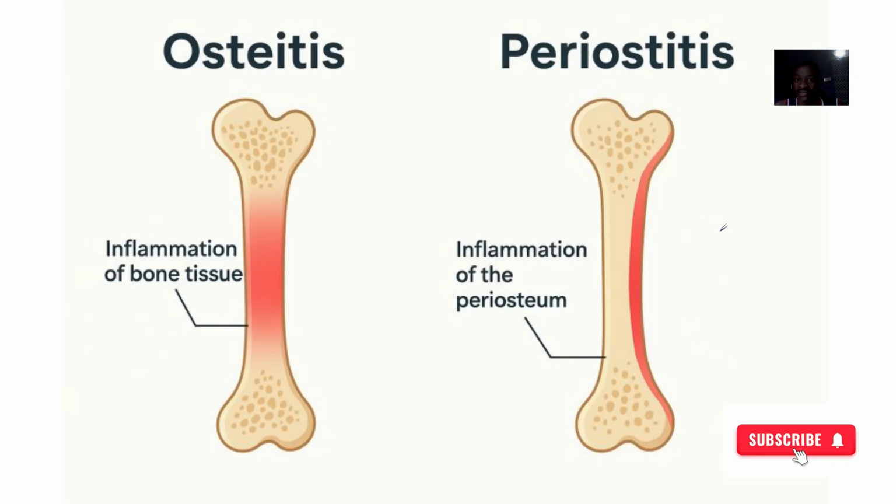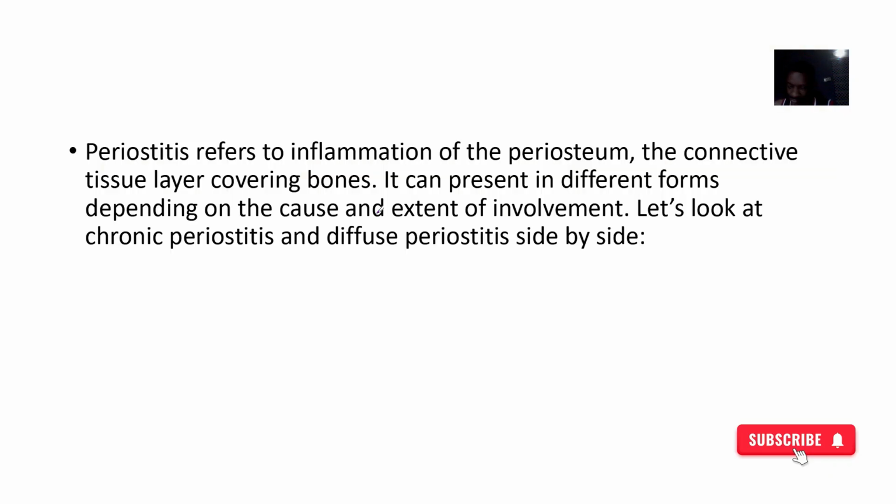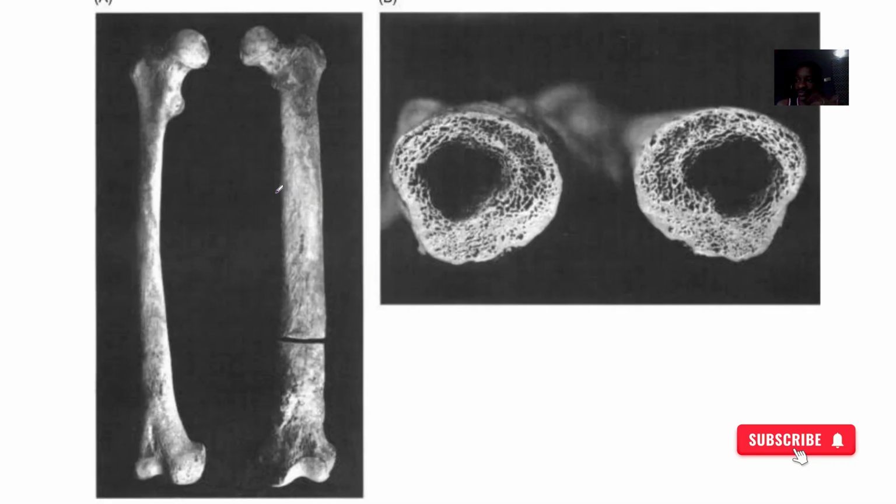So this is periostitis, alright, and this other one is a what? Osteitis, which is like inflammation of the whole bone tissue. But periostitis is just inflammation of the periosteum. So periostitis in general refers to what? Inflammation of the periosteum, which is like the connective tissue covering the bones. It's in different forms.